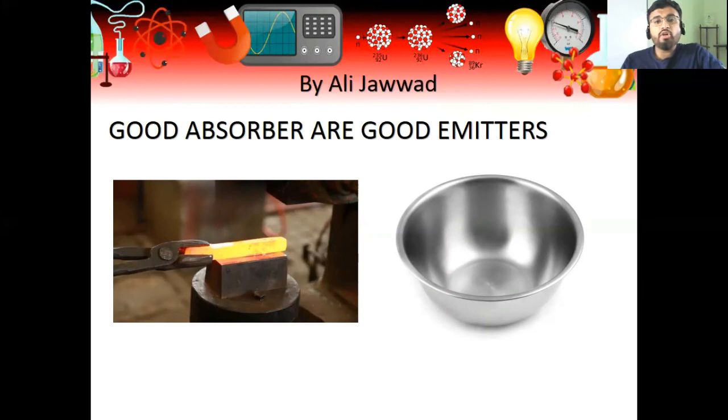However, good reflectors are bad absorbers because they reflect all the light and do not absorb any, just like this metallic bowl shown in the video. So good absorbers are good emitters because they can only emit energy when they have absorbed it. And good reflectors are bad absorbers and bad emitters. So these are the factors which can affect the radiative heat transfer of light and heat.